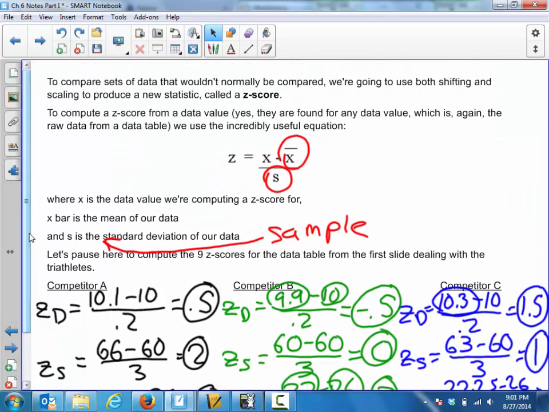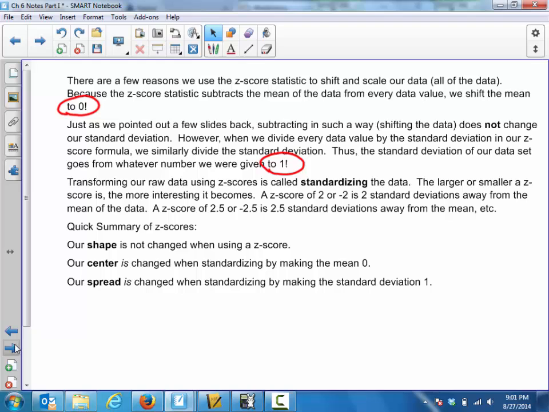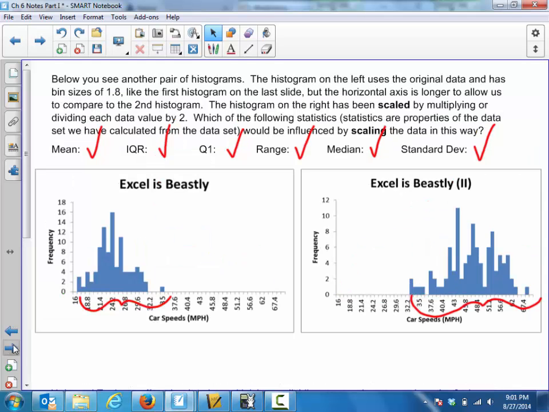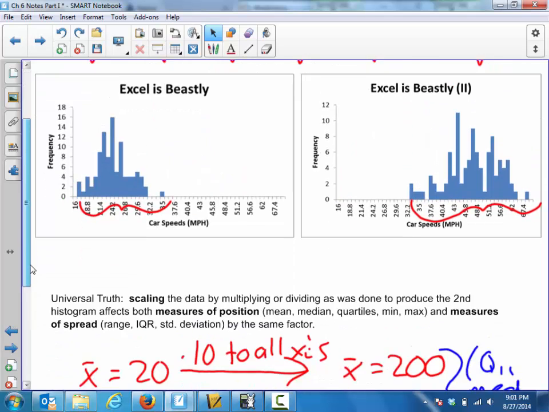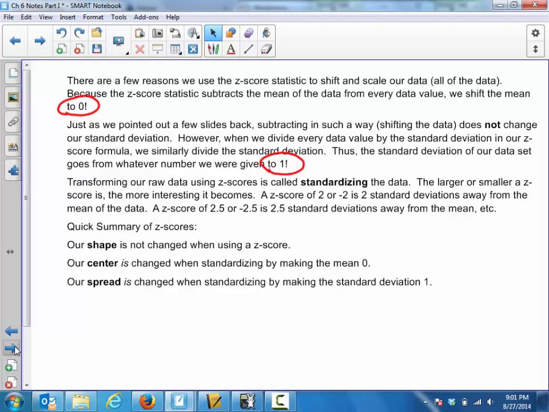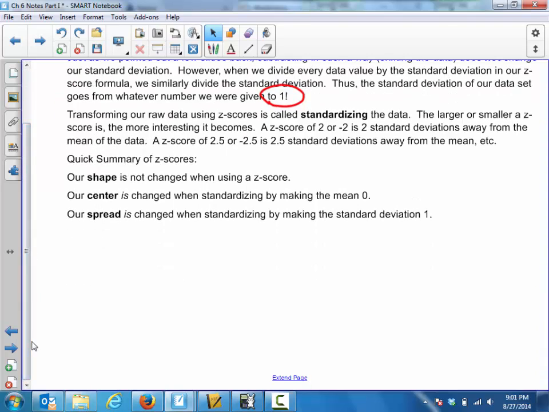So, a quick summary of z-scores. Our shape is not changed when using a z-score, because all we're doing is shifting the data by subtracting off x bar and scaling the data by dividing by the sample standard deviation. So shape is not affected. Think back to this right here. The shape was not changed when we shifted the data for those 100 drive times past John Beal's house. The shape of the data was not affected when we scaled the data by 2 for those 100 drive times. So shape's not affected, center is affected to make the mean 0, and spread is affected to make the standard deviation 1.